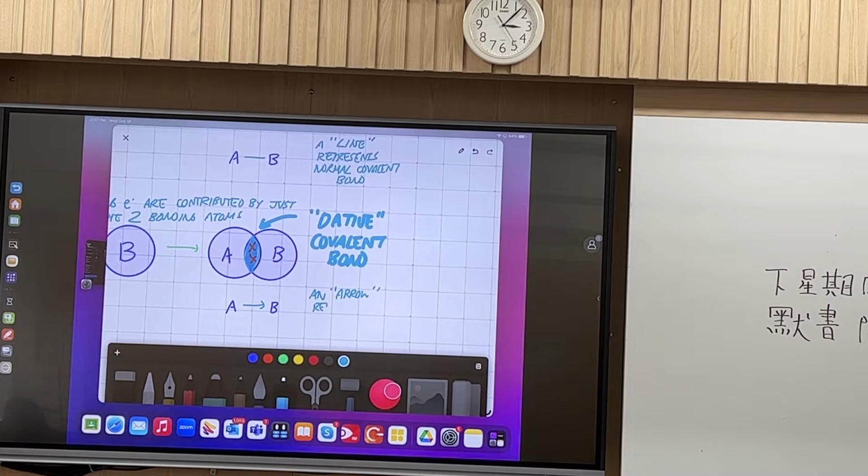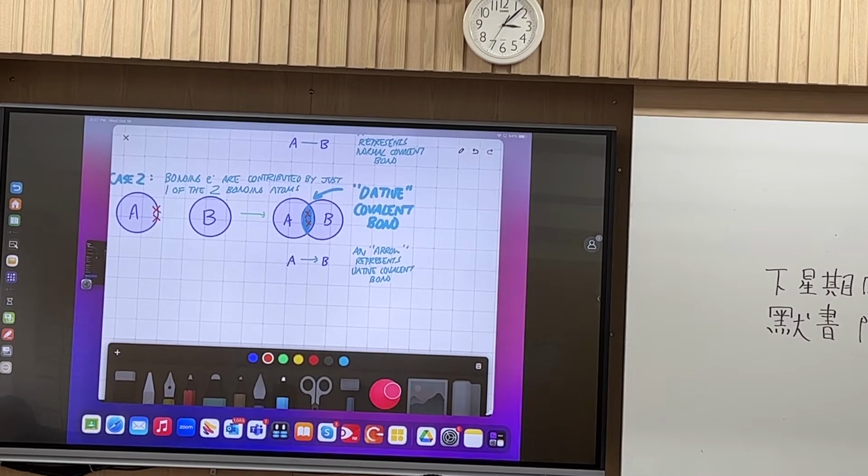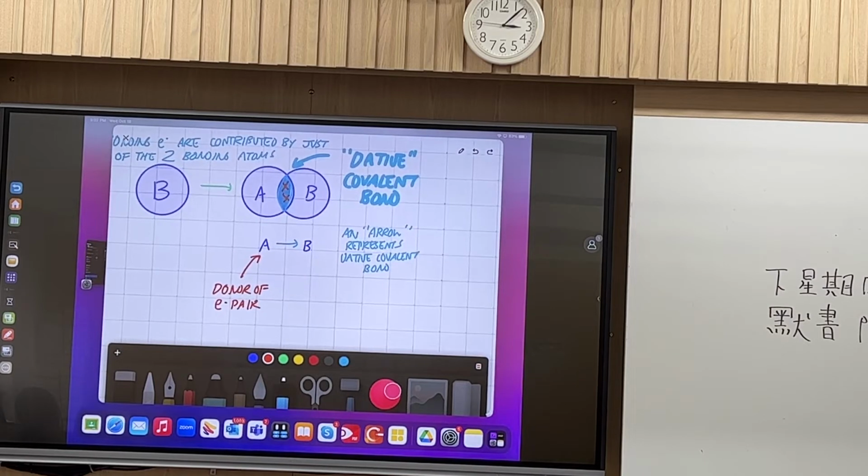Okay, this represents a dative covalent bond, and it always points from the donor to the recipient. So write down: this atom here is the donor of the electron pair. This is the electron pair you see here. Both of the electrons came from A, so we call it the donor. This one we call the recipient, the recipient of the electron pair.